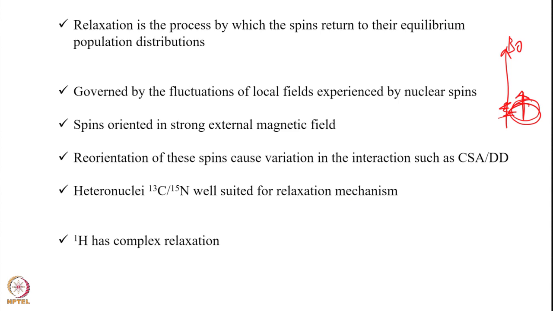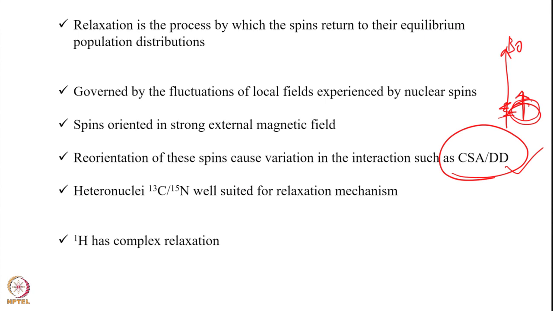Because of the fluctuation that is happening, these spins will be reoriented, right, and that causes a variation in the interactions between two spins or in their chemical shift anisotropy. So, these are contributing towards the relaxation phenomena, chemical shift anisotropy and dipolar coupling, which we are going to look at in a little more detail.